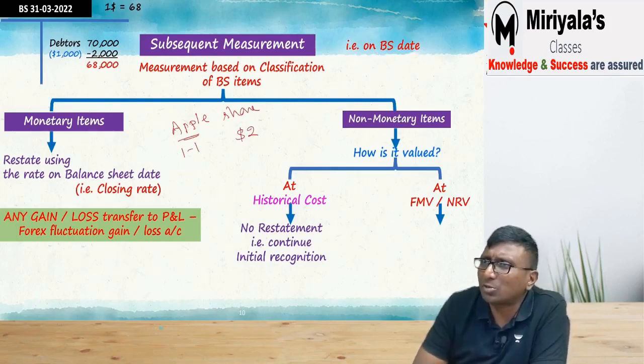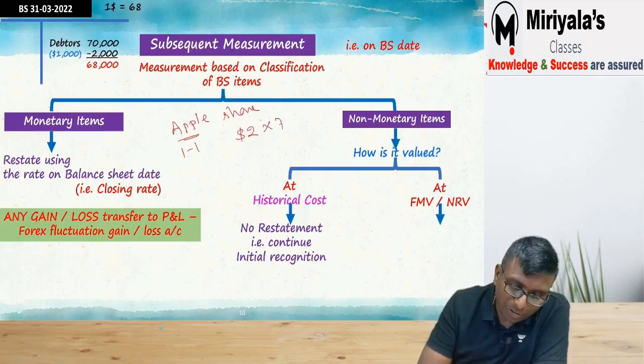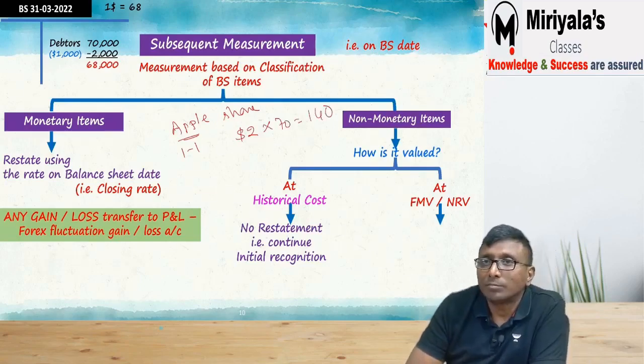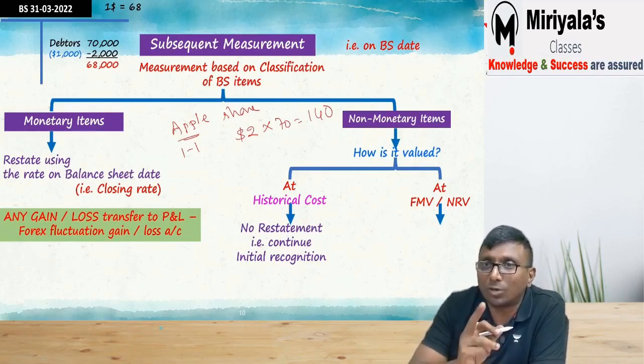Is number one correct? Sir, I bought 1 share for $2. Okay, that day the rate must have been 70 rupees, so you must have spent 140 rupees and recorded it. 1 share is equal to $2, at 70 rupees per dollar. $2 into 70, you booked it.